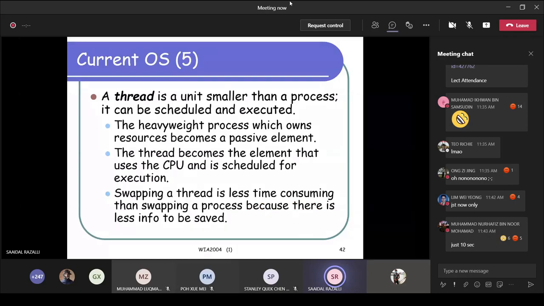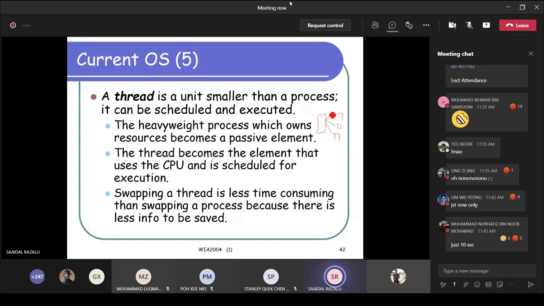So again, a thread, as I mentioned before, is a small unit smaller than a process, which can be scheduled and executed. The heavier process, which owns resources, becomes a passive element, and the thread becomes the element that uses the CPU and is scheduled for the execution. Swapping a thread is less time consuming than swapping a process because there is less info to be saved. So you have a big process, a chunk of big process, and you can break it into several threads.